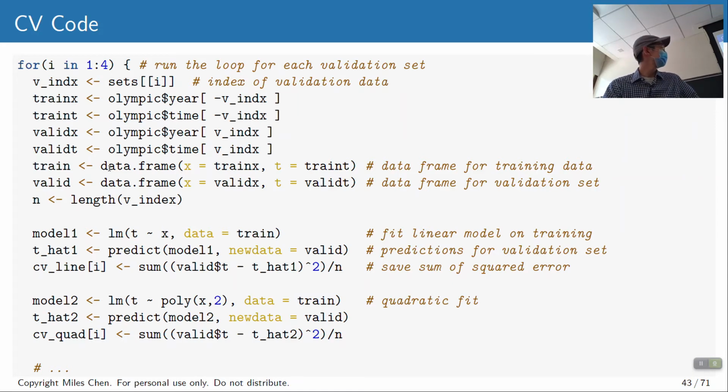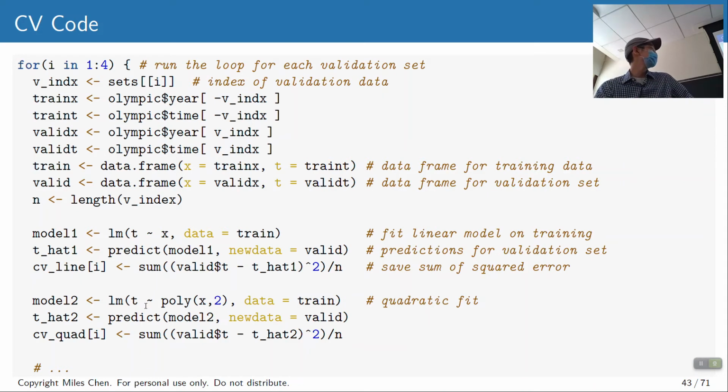Then we create a data frame using the training data, and a data frame using the validation data. And then I'm going to fit model 1, which is a linear model between t and x using the training data. Then we make predictions using the predict function, using that model 1 that we just fit, on the validation data. We measure the difference between the actual values in the validation data and the values that we predicted. We take that, square them, sum them up, and divide by n.